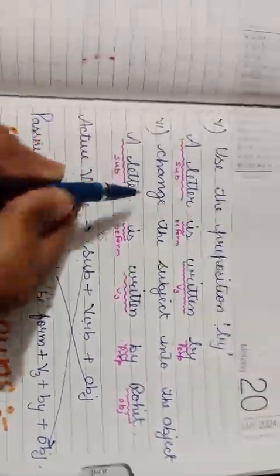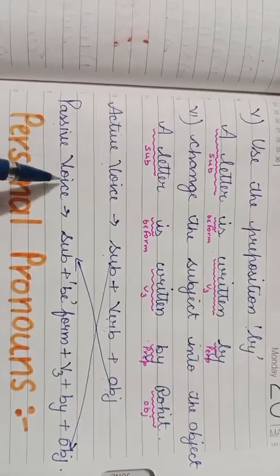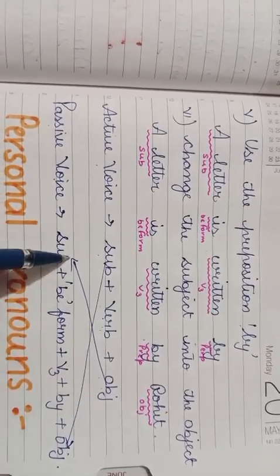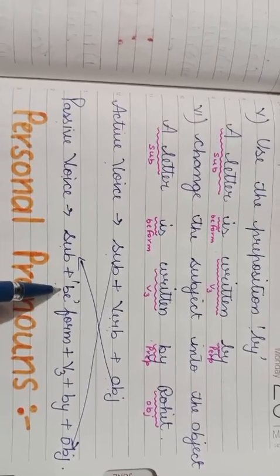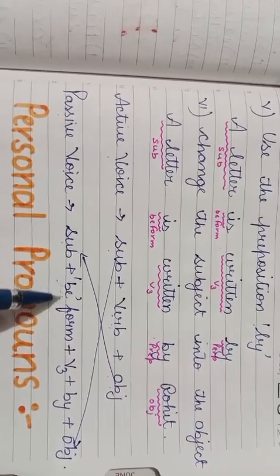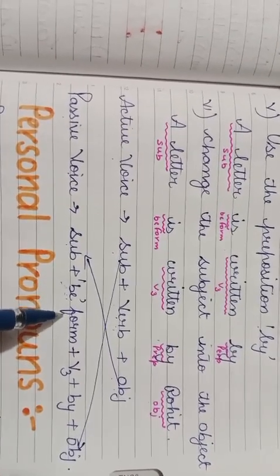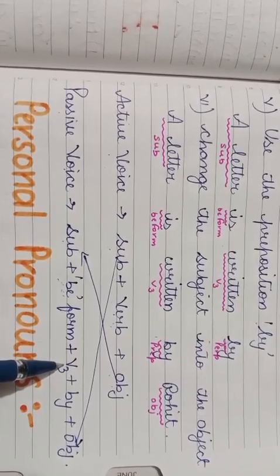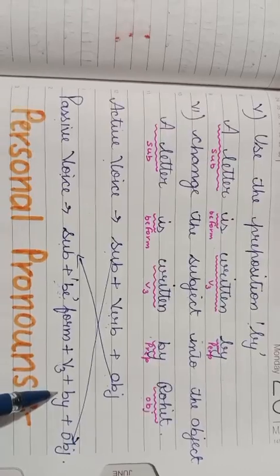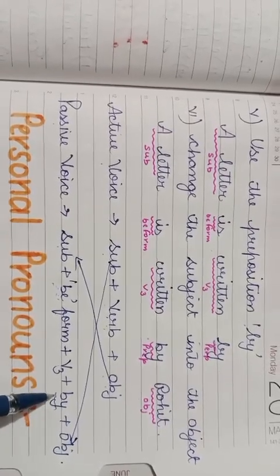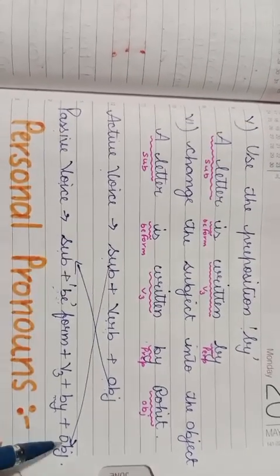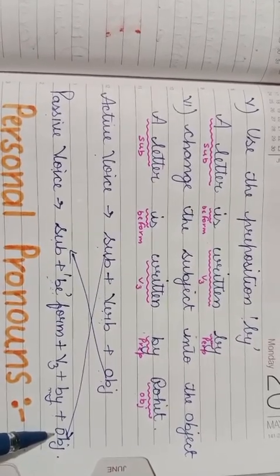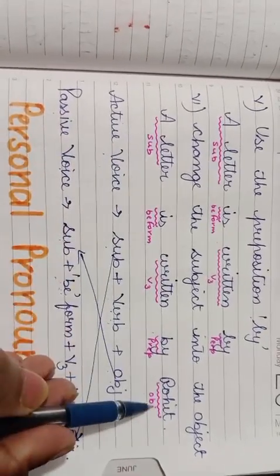Now from the basic rules, we have to come to know that in passive voice, the object will become the subject and then it is followed by be form. It may be is, am, are, was, were, will be, shall be, has, have, had. And then it is followed by the third form of the verb. Then we use a preposition by here and after that the subject of the active voice will become here the object in the passive voice. So like this it becomes a letter is written by Rohit.